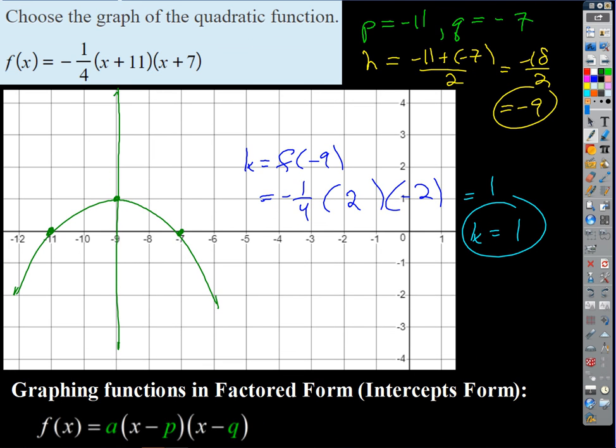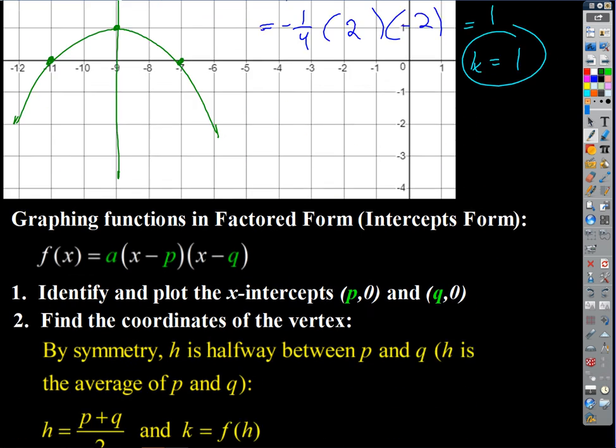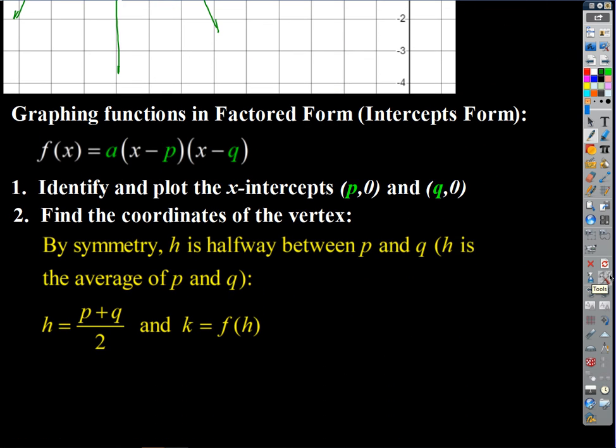If we're trying to graph a function that's in factored form, sometimes people call it intercepts form, all we got to do is plot the x-intercepts, find that h is the average of p and q, and then plug that into the function to find k, and that's all I need. I already have these 2 points. If I had a vertex, all I got to do is connect into a nice little parabola. You're not going to be as good as I am at that, of course, but you can try your best in making this problem. Okay, right? All right.